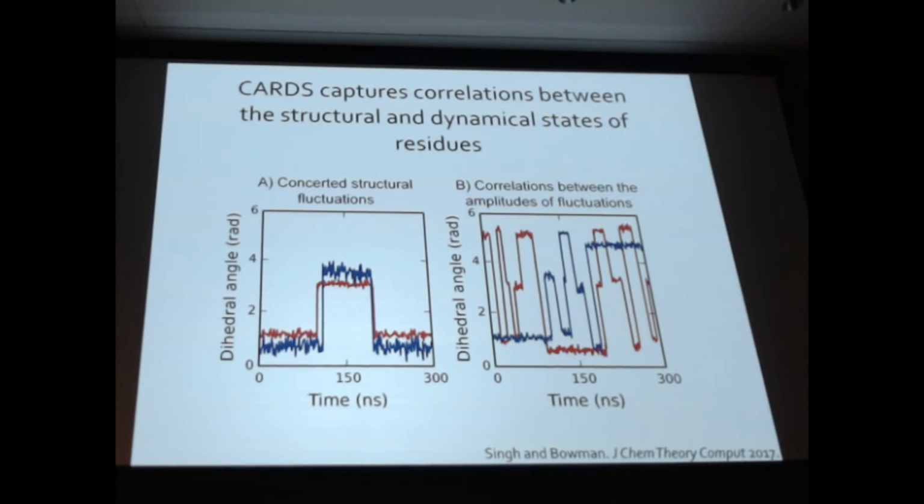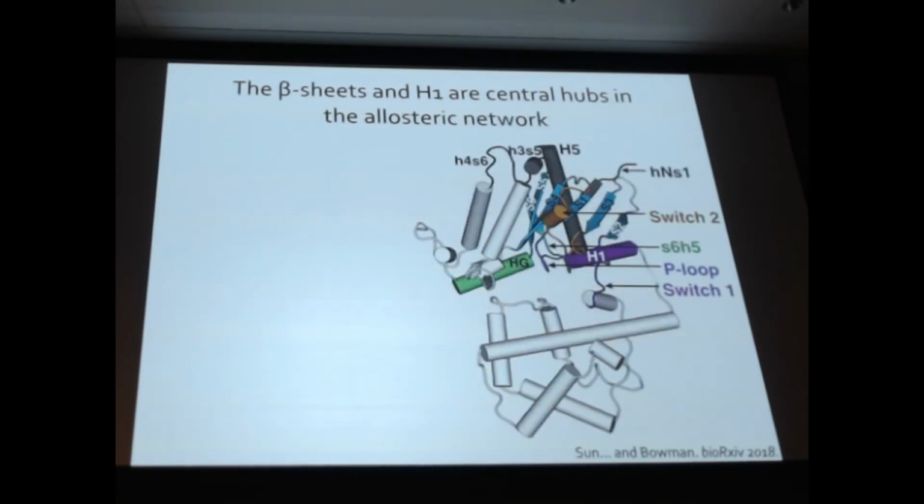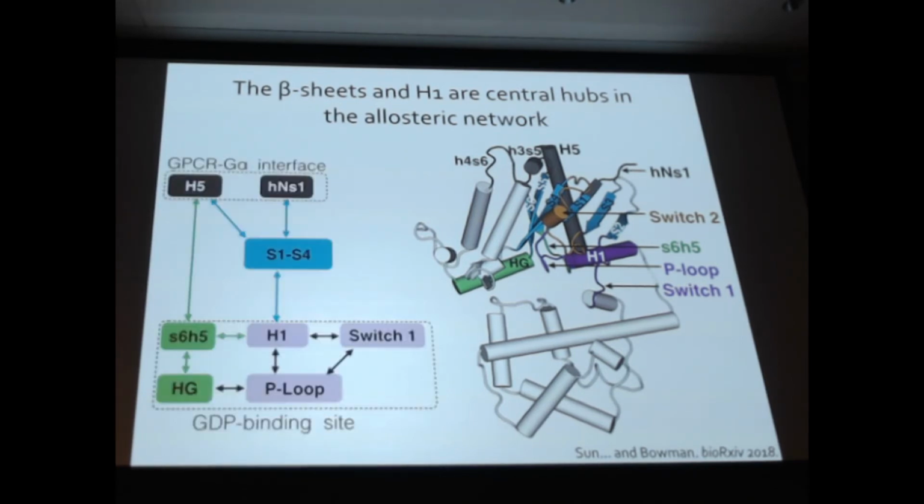The math is fun, so I'd encourage you to go check it out, and I'm happy to talk about it later. But the end result is that we can take all of our simulation data and start asking who's correlated to these structural elements up here that we know interact with the GPCR, and then once we find those structural elements, ask who they're correlated to, and work our way to the nucleotide binding site to understand how this signal is propagated.